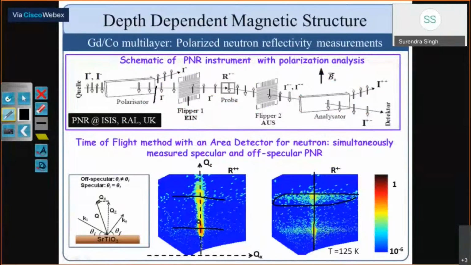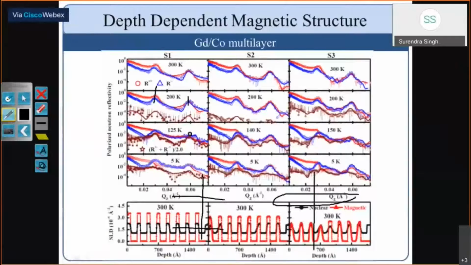Yeah. So the specular reflectivity is this intensity here, which I am plotting over here for all the three fields. And at 300K, we didn't have any spin flip component. Since Gd is non-magnetic and we are getting only the cobalt moment, I have plotted here the total magnetic and nuclear part at 300K. But for other temperatures like 200K, for S1, S2, we didn't get any spin flip signal. Red is R plus plus, blue is R minus minus, and this one is the average of the spin flip components, R plus minus plus R minus plus.